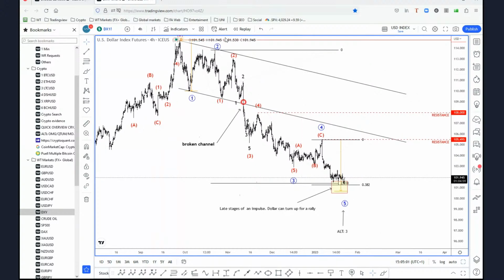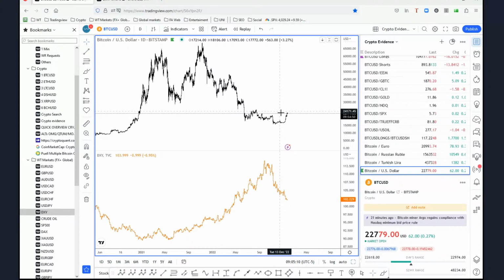So if we have these 5 waves down here, meaning that dollar should continue lower, and if that's the case, the Bitcoin then should continue higher. Okay, so I will be looking for something like this. Resumption to the downside after any bounce.